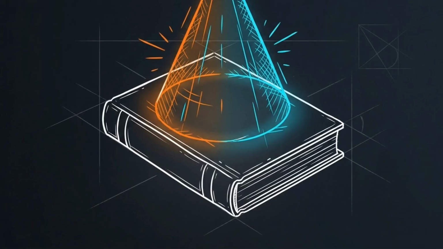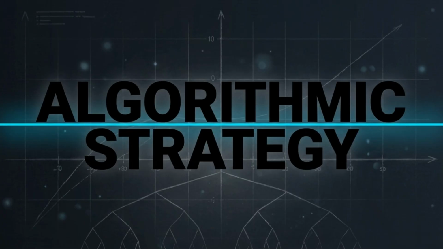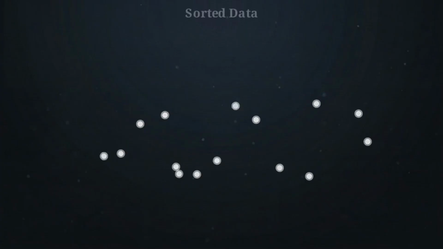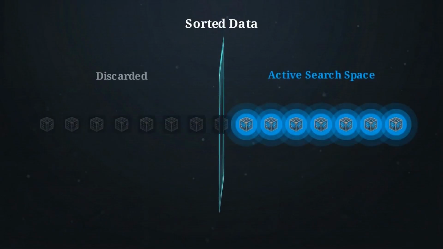Humans use this logic intuitively with physical dictionaries. You don't read from page 1 to find a word. You open to the middle and decide whether to turn left or right. This process of breaking a problem into smaller subproblems is the basis of the divide and conquer strategy. Once the data is sorted, search moves from simple inspection to logical deduction. With a single comparison, the system removes 50% of the remaining workload.